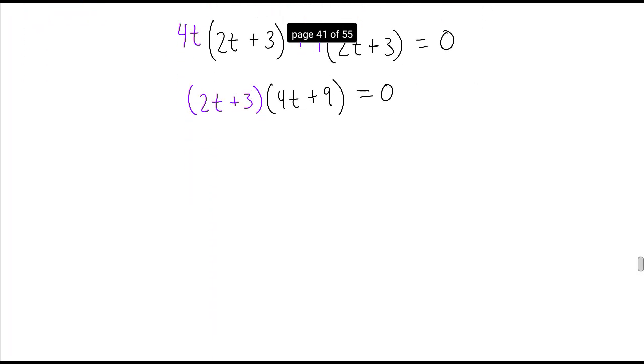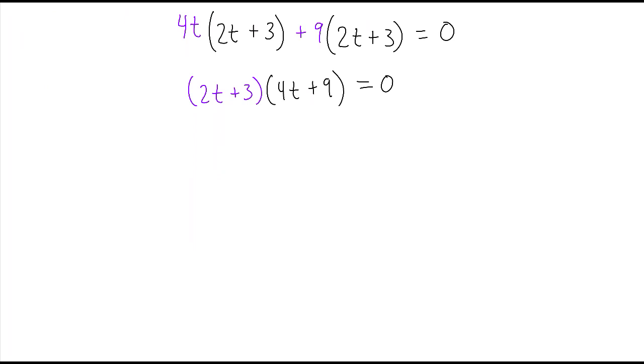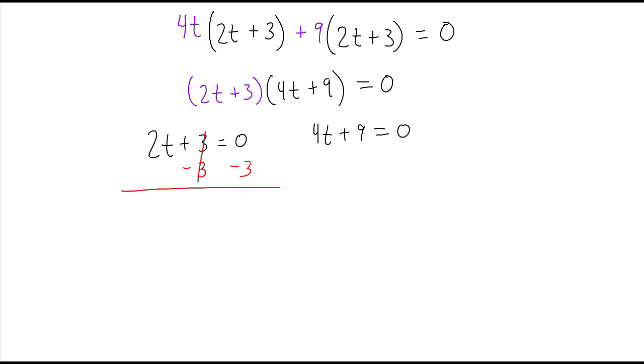Now, the zero product property says I can take these two individual factors and set them equal to 0, since the product of these two factors is 0. So 2t plus 3 equals 0. 4t plus 9 equals 0. Let's solve 2t plus 3 equals 0 first. We need to eliminate the constant term 3. So we'll eliminate the term by subtracting it from both sides. That gives me 2t equals 0 minus 3 is negative 3.